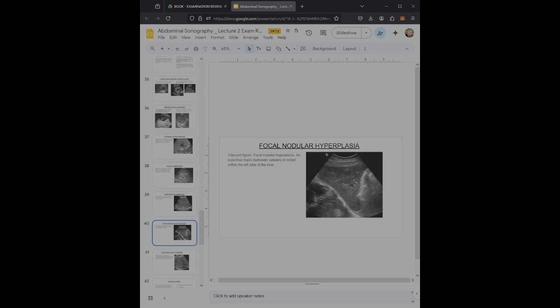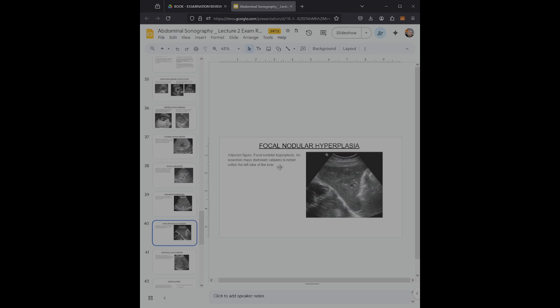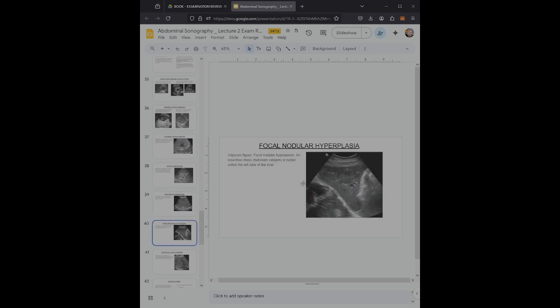Focal nodular hyperplasia has been cited as the most common benign liver tumor. In this case, it has been cited as the second most common benign liver tumor. The most common is a cavernous hemangioma. Once again, it's most incidentally discovered in women, much like the hemangioma, and it's a mass composed of hepatocytes and fibrous tissue.